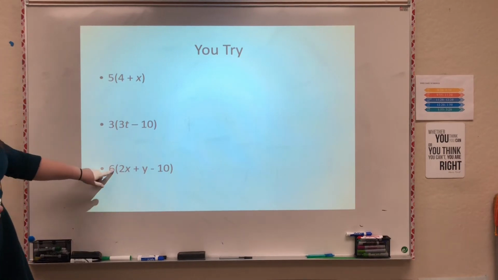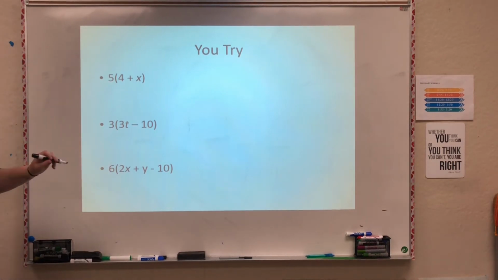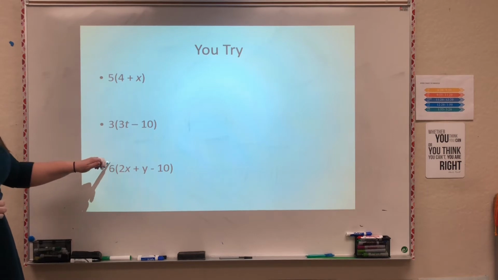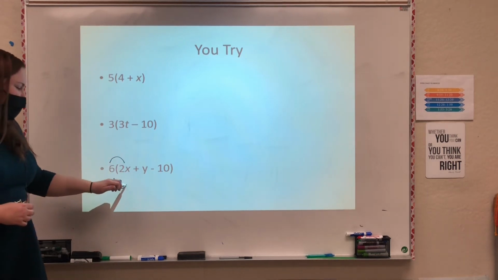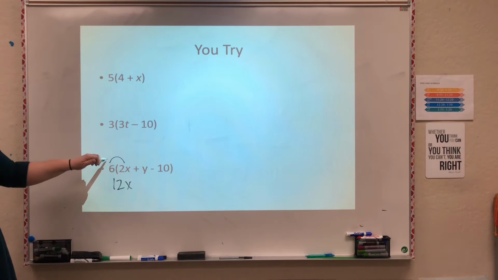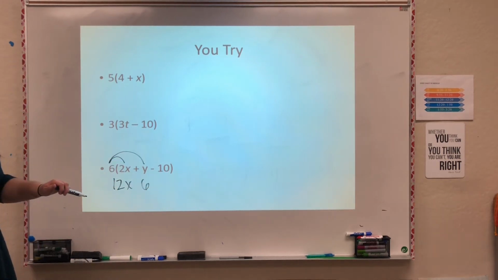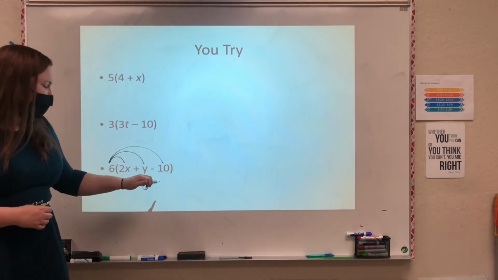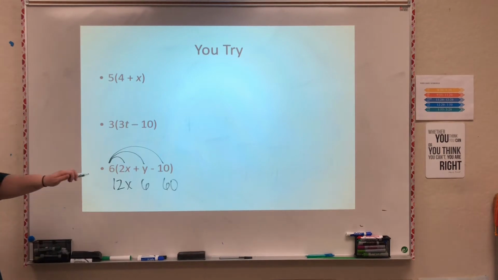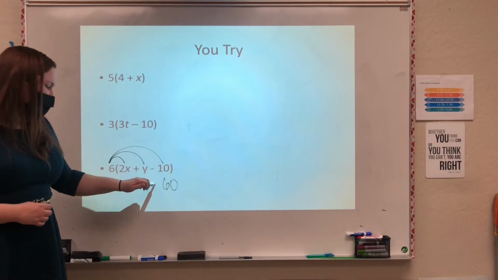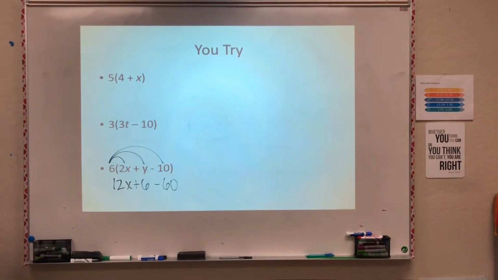Let me have you talk through this last one for me. So 6 times 2x would be 12x. Mm-hmm. And then 6 times y would be 6y. 6 times 10 would be 60. Mm-hmm. It would be 12x plus 6. You are like 90% of the way there. There's something missing. 6y. There you go. Yep.